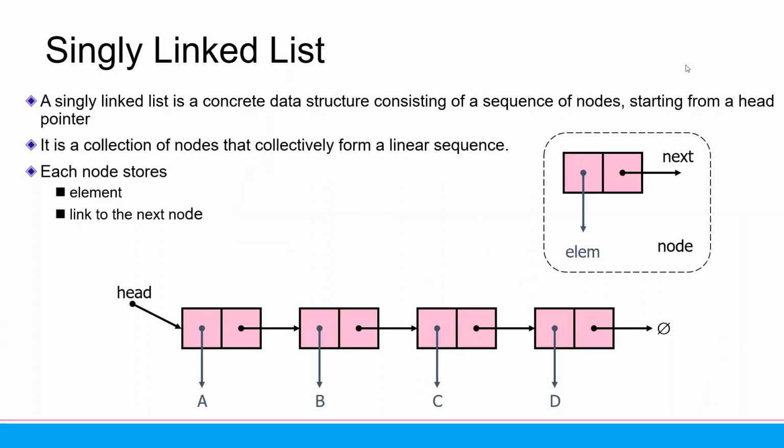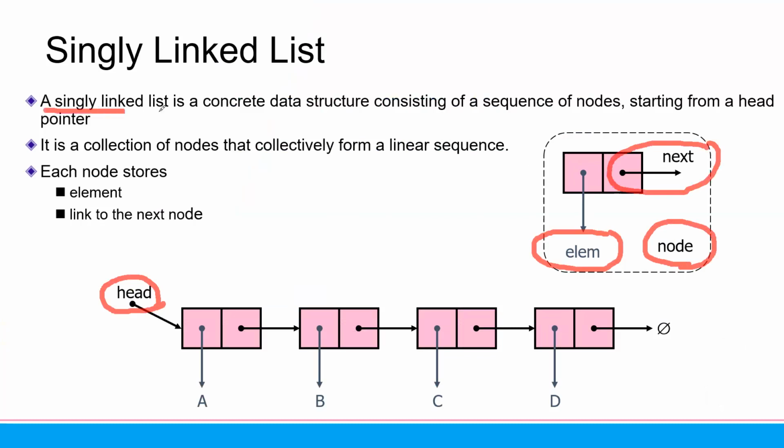And when we use a linked list, we have several elements. We call it a node, and we will have a head, and in the node we will have an element, and every element will have a link to the next node.